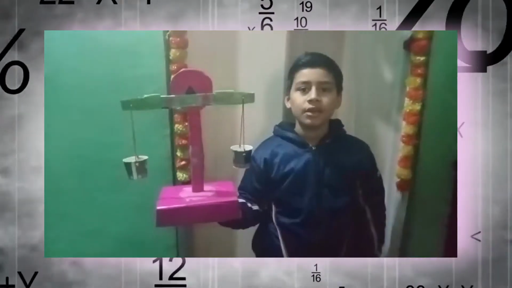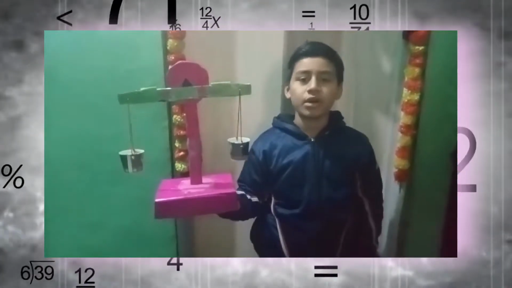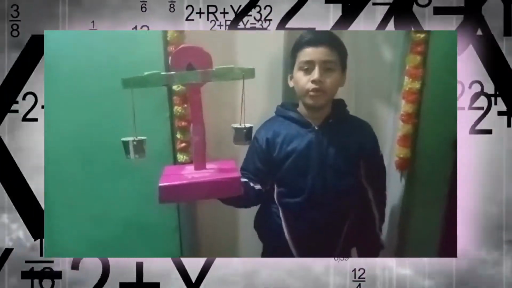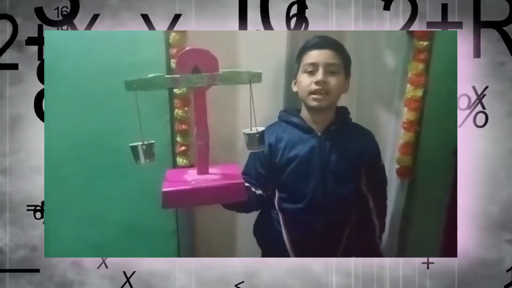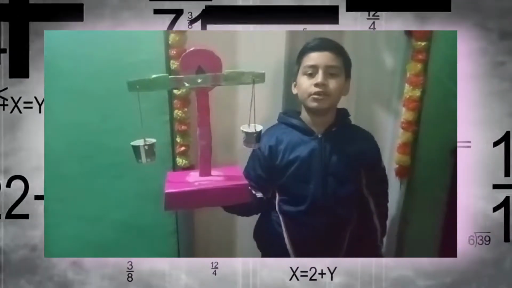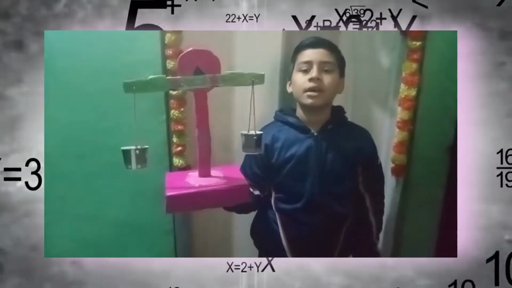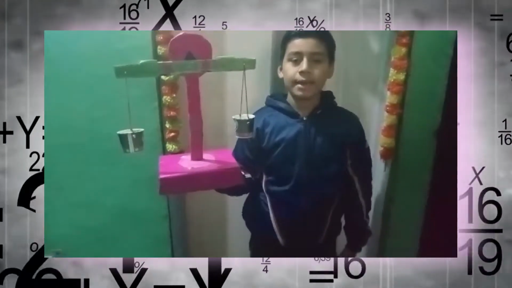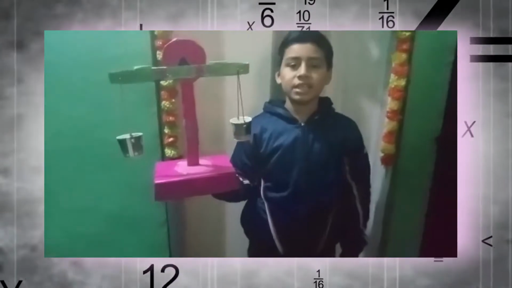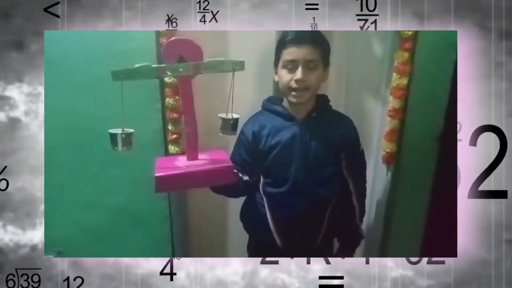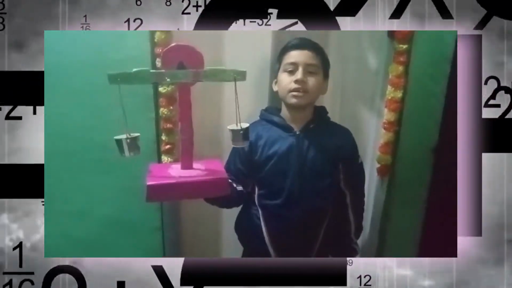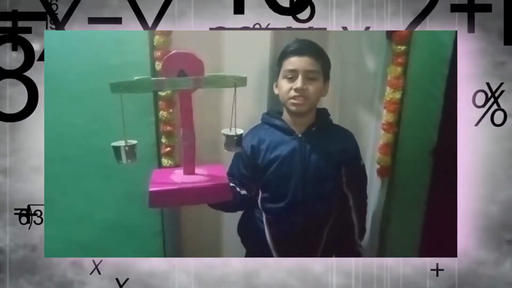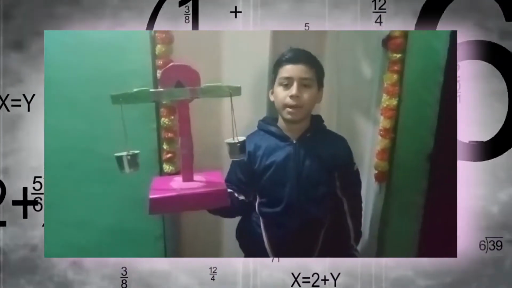Good evening ma'am, my name is Devik Chauhan. I study in class 4A. This is a weighing scale. It is a standard unit for measuring mass. These standard units are gram and kilogram. 1 kilogram is equal to 1000 grams. Nowadays, electronic machines are also used to measure mass.